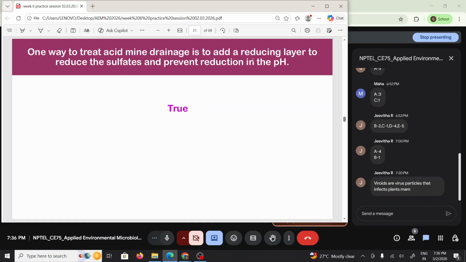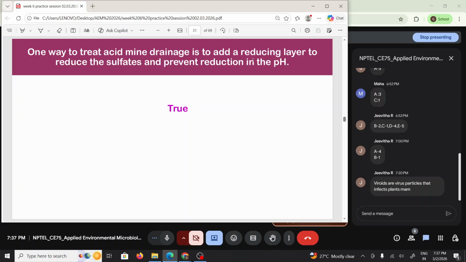Okay, so the answer for this is true. When we talk about acid mine drainage and correlate it to bioremediation, we add a reducing layer, where we add some sulfate reducing bacteria. The sulfate reducing bacteria convert the sulfate to sulfide, and this helps the metals to precipitate. In this process there is generation of bicarbonates and consumption of protons, which neutralizes the acidity and raises the pH. This is a typical acid mine drainage bioremediation process.